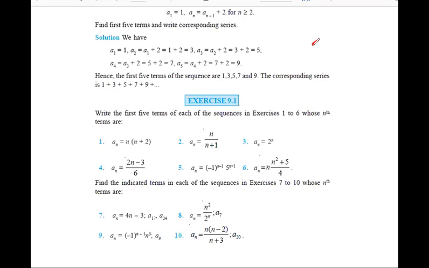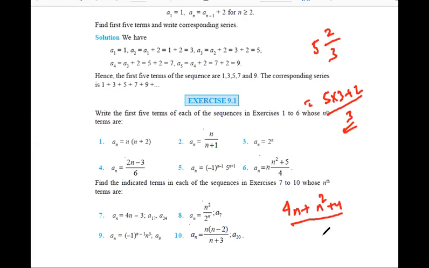Now, the sixth one is a mixed fraction. If I'm writing 5 2 by 3, what is this? This is equal to 5 into 3 plus 2 by 3. Yes or no? In the same way here, what you will do? 4 into n, 4n plus the whole term, n squared plus 4 divided by 4. Put n is equal to 1. So this is an.